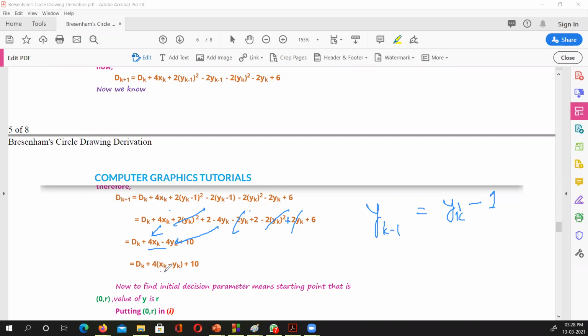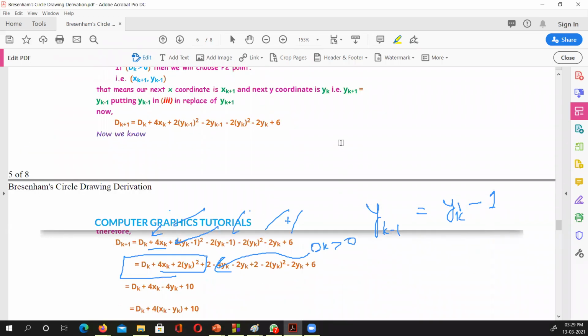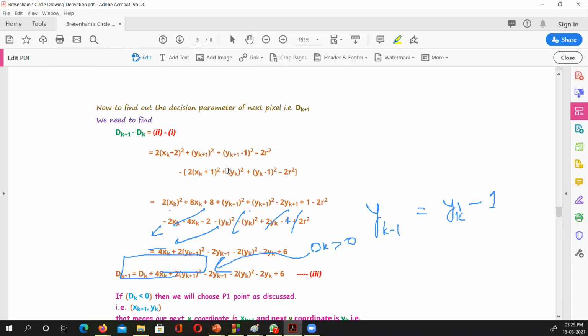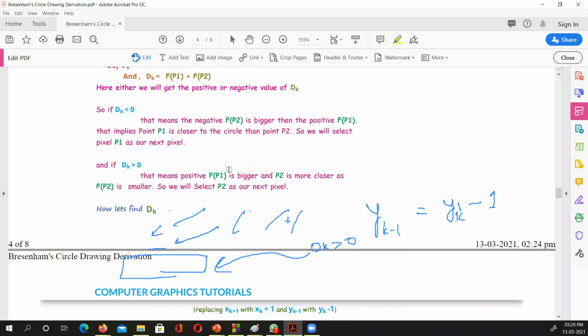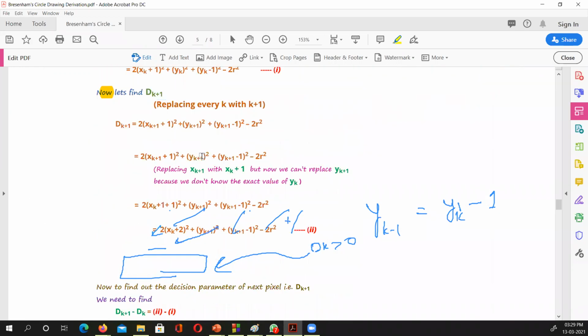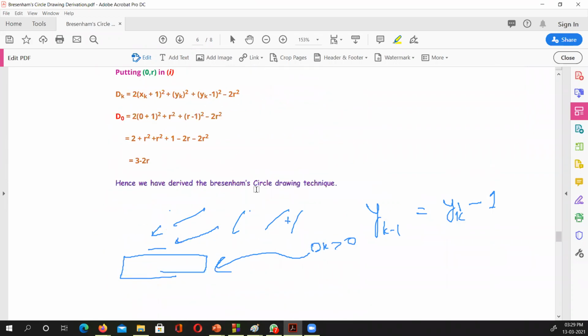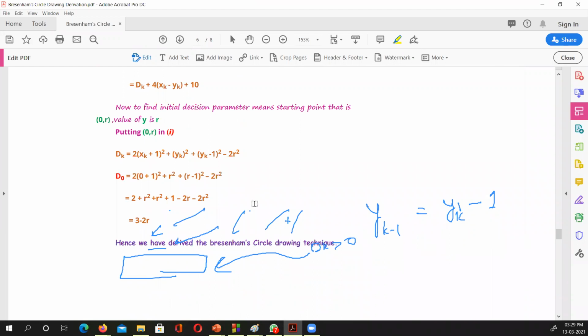इसको 4 कॉमन निकालूंगा, xk माइनस yk प्लस 10 निकलेगा if I have dk greater than 0. So this is my formula derivation, and if I have a dk less than 0, then my formula is upside. That is this one, 4xk plus 6. And if it is initial, then I need to go for down. Here, that is 3 minus 2r. Okay, this is how we have derived all the formulas here.